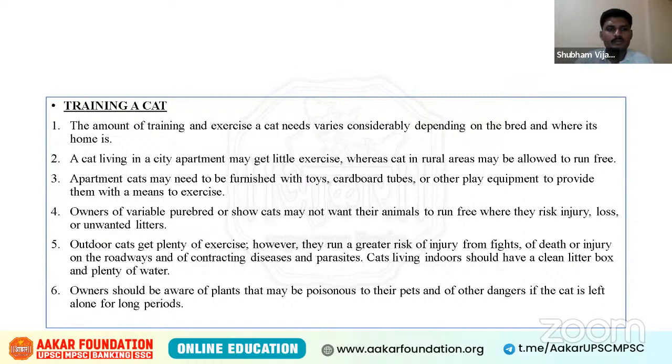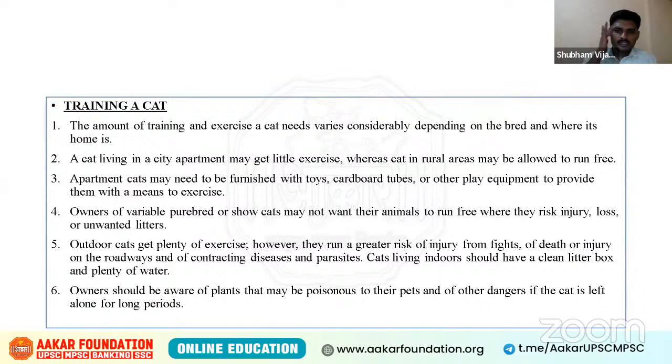Outdoor cats get plenty of exercise because they move continuously from one place to another. However, they run a greater risk of injury from fights. They will jump here and there, so there is also a chance of injury, and sometimes even death or injury on the roadways by different vehicles. They can also come in contact not just with other cats but with other animals, and they can carry disease or are at risk of developing disease, especially parasitic disease.